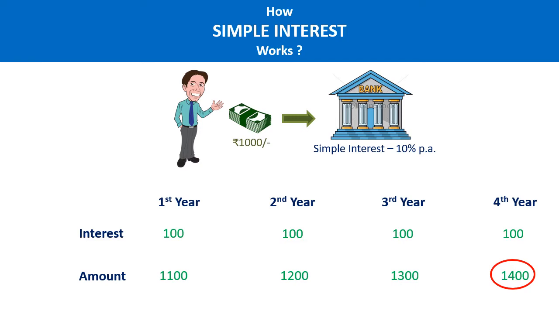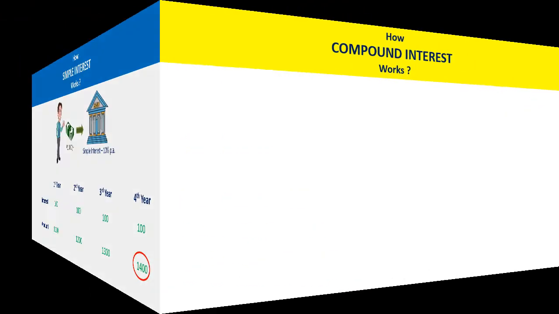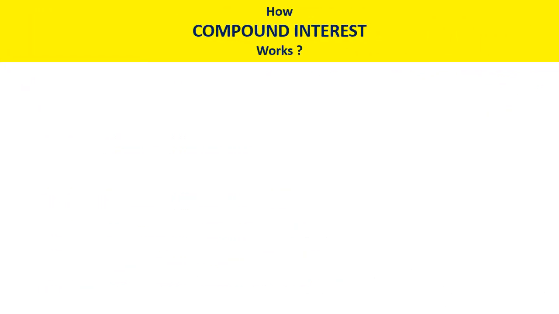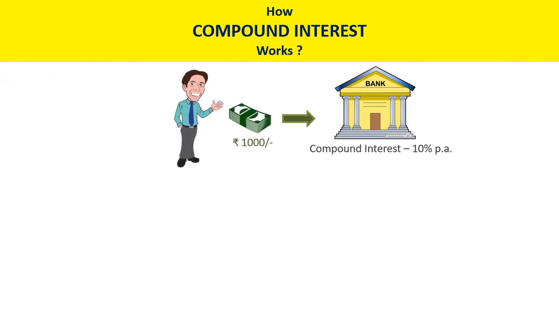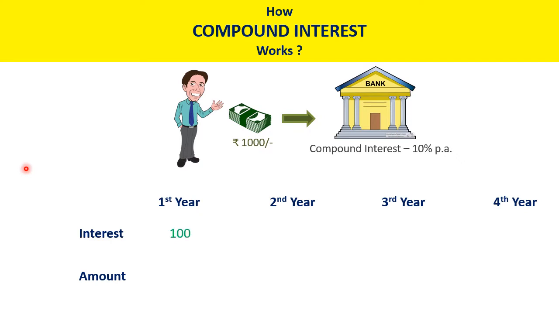Now let us understand how compound interest works. There is some other bank which is offering a rate of interest of 10% per annum compounded. A person visits this bank with a sum or principal of 1000 rupees. Let us see how his money grows over a period of 4 years. How much interest will he receive in the very first year? It is nothing but 10% of this principal 1000 rupees, which is equal to 100 rupees. So the amount at the end of the first year becomes 1100 rupees.